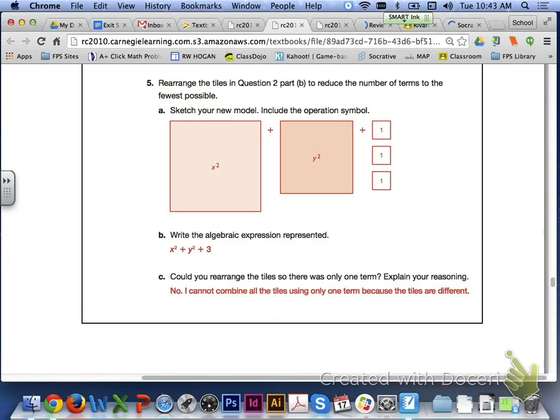In this particular example, we combined the green tiles that you sketched back in question 2 for part B. So our new algebraic expression should be x squared plus y squared plus 3. We have 3 green tiles now that we can combine. And again, you cannot combine all the tiles using only one term because the tiles are different. You have them down to the fewest number possible for letter C.